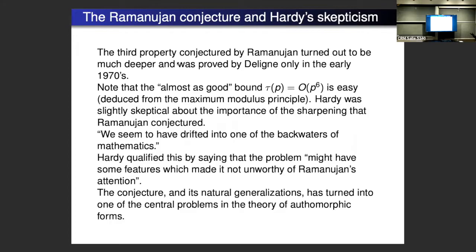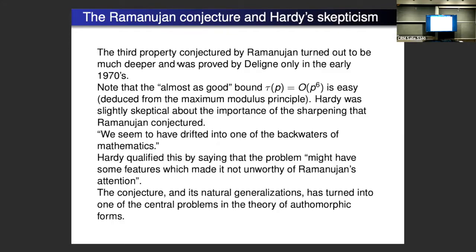But the third property, which was this very weird thing about tau p being bounded by 2 times p to the 11 by 2, some fraction p to some fraction, turned out to take much longer. If you want some sort of almost as good bound, but not this optimal bound, if you want to say it's bounded by something like p to the 6, then the proof is very easy. You can give a very easy complex analytic proof using some maximum modulus principle.